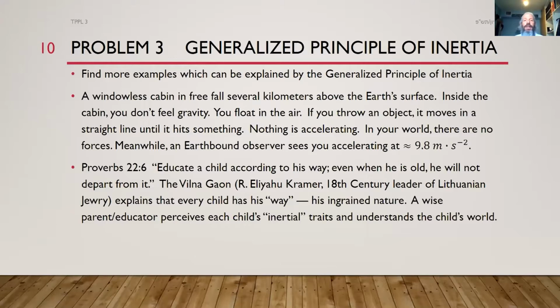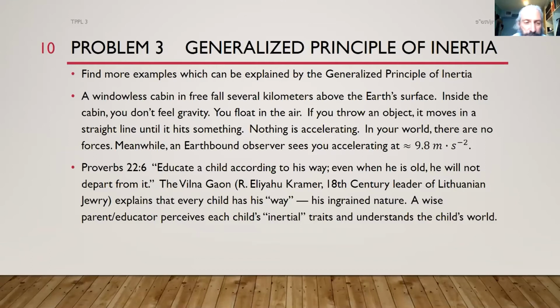Okay, and the last problem was to find examples of the generalized principle of inertia. Think about a cabin in free fall, sometimes called Einstein's elevator, freely falling towards the Earth. So inside, you float in the air. You don't feel any forces around you. You throw something and it just continues in a straight line until it hits the wall of your cabin. And you feel no forces at all, even though from outside, somebody on Earth sees you accelerating quite rapidly.